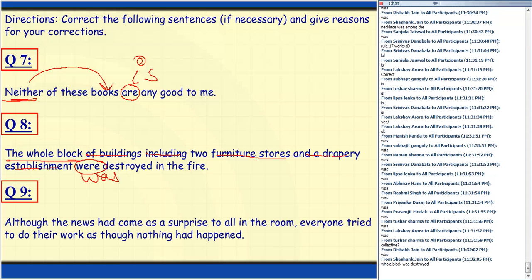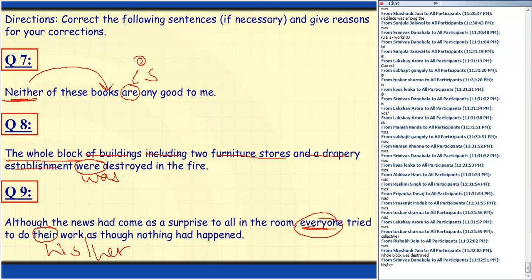I think question number 9 has some error, because this is not a subject verb agreement question. Actually, this is a question on pronoun. We can leave question number 9 because in it he's saying everyone try to do their work. It should be everyone his or her, because everyone is singular so their should not be there. But this is a question on pronoun. So let's leave question 9. Let's come to question 10. 10, 11, 12.